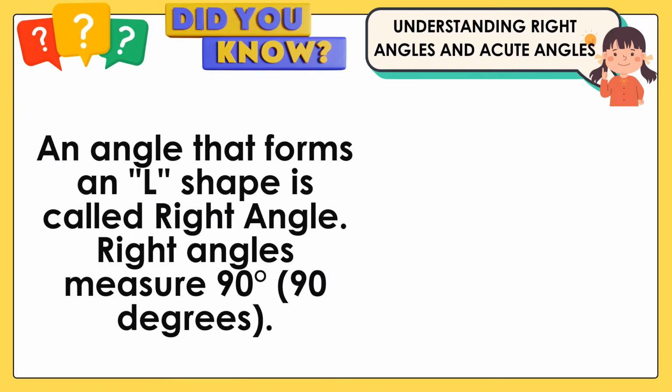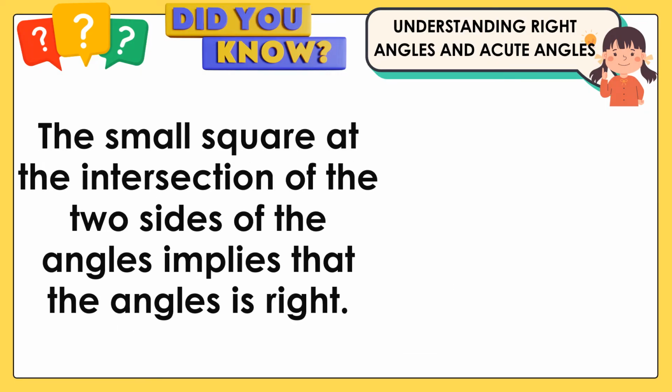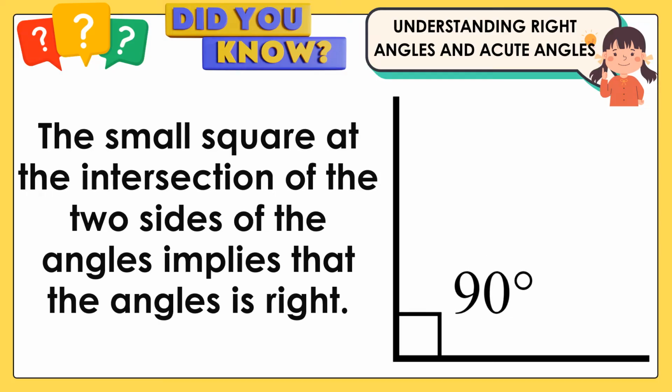An angle that forms an L shape is called a right angle. Right angles measure 90 degrees. The small square at the intersection of the two sides of the angle implies that the angle is right.